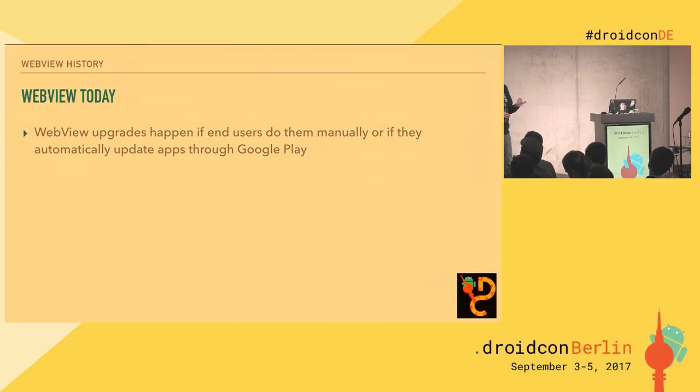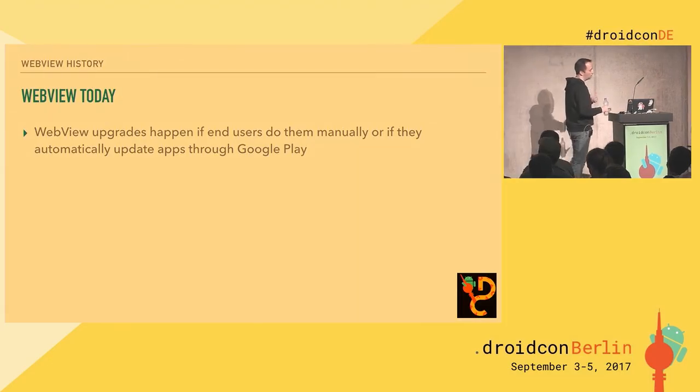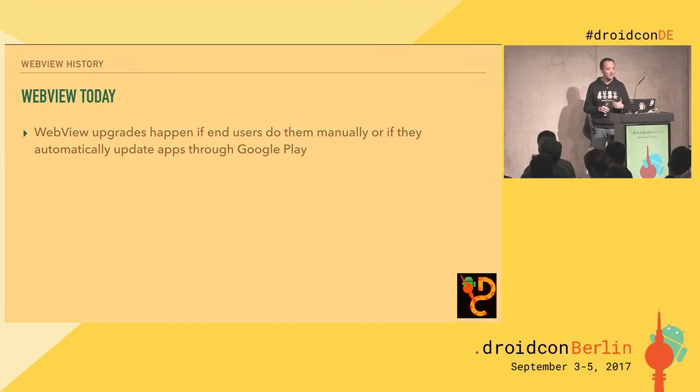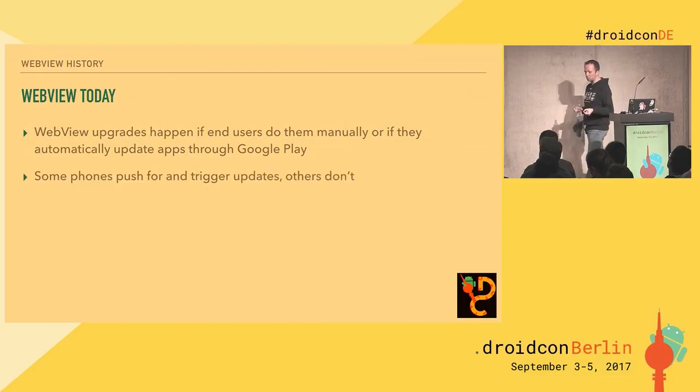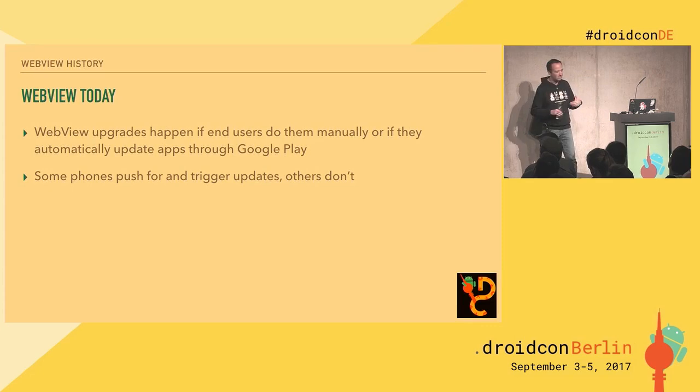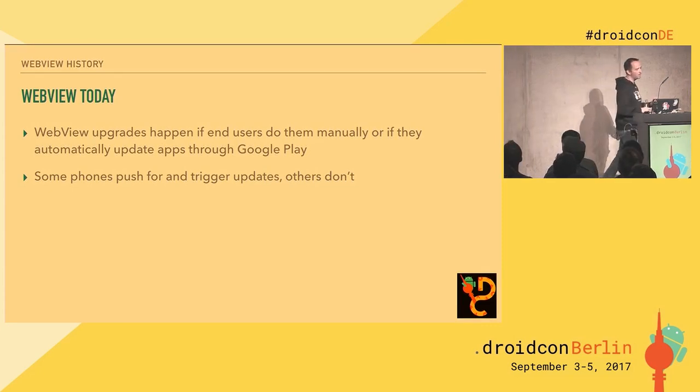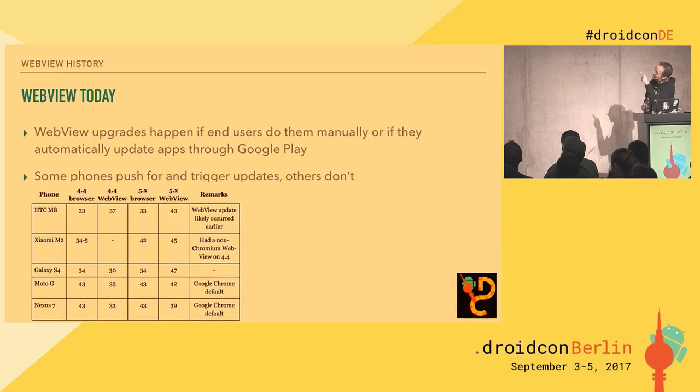as we talked about before. And obviously for that, you need to make sure, or the user needs to make sure, that they update their apps through Google Play, either automatically or manually. And the weird thing is, sometimes certain phones push for Webview or Webview rendering components, and other phones didn't. And I found some interesting data on that, basically.